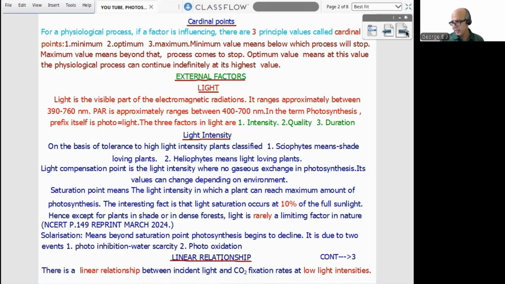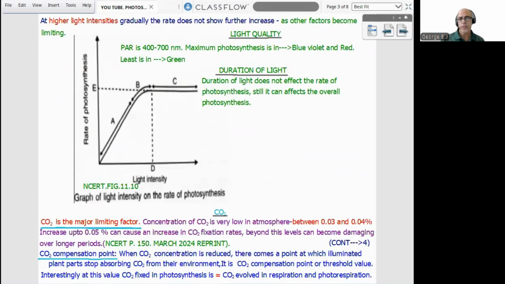I think this page is clear. Now we can proceed to the third one. At higher light intensity, gradually the rate does not show further increase. Beyond that, there is no increase because other factors become limiting.